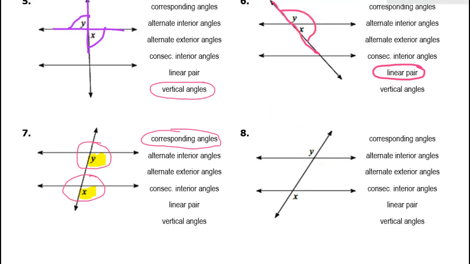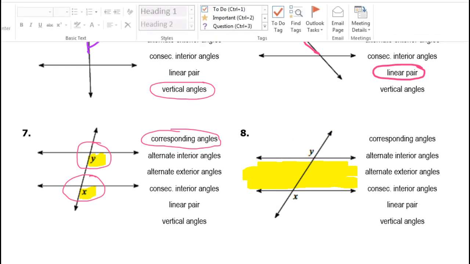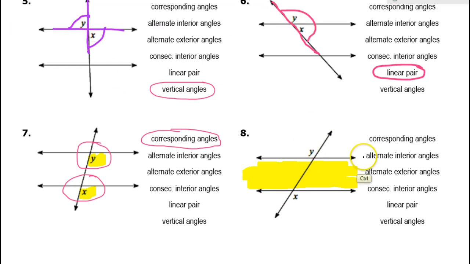Remember how the interior is in here. This was the interior. That means the x and y are exterior. They're both outside of the lines. So this is going to be something exterior. What do we have that involves the word exterior? This is the only one, alternate exterior angles. The alternate means they're on opposite sides of the line.